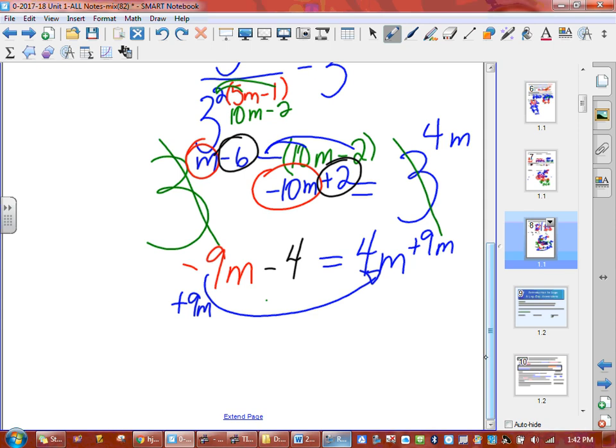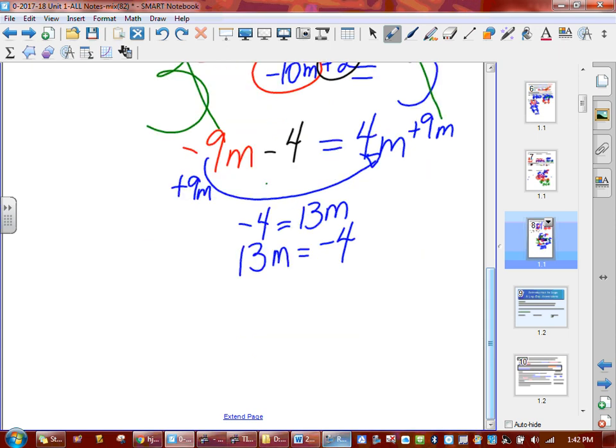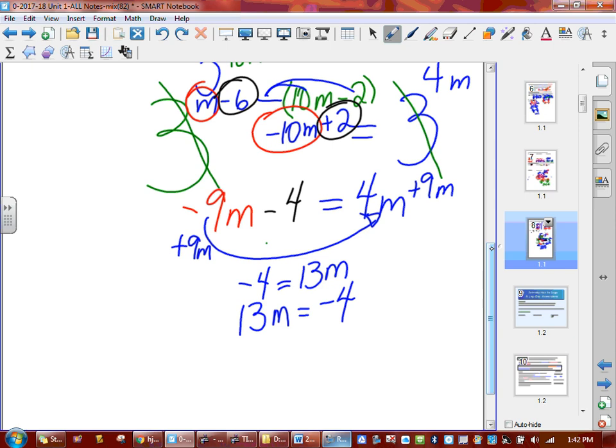Again, it's going to be a fraction. So we're going to divide out 13, divide out 13. So m equals -4 over 13. So a lot of steps to get to that answer. Okay? This concludes lesson 1.1 on solving the same ratio exponential.